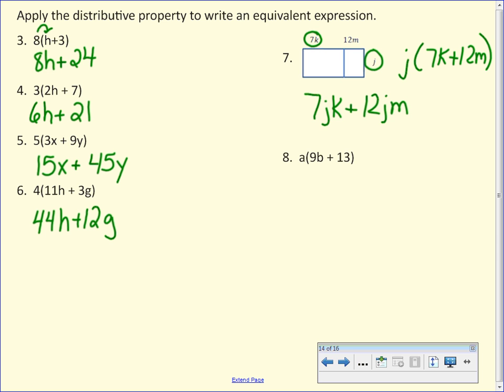And 8. We're going to distribute the A. What is it going to be? This is A times 9 times B. This was your homework the other night. How could I write that? 9AB. Good. And A times 13, how would we write that? Right. And that's your answer.